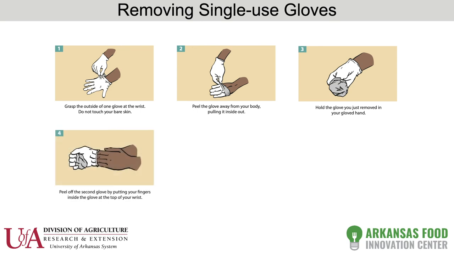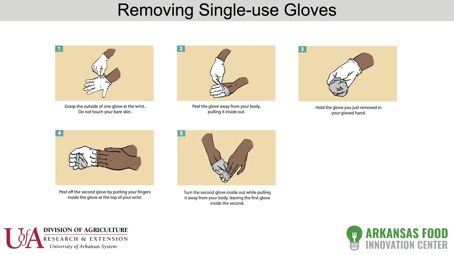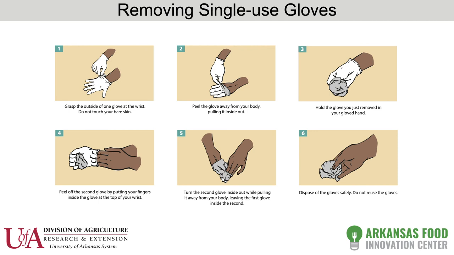Slide a finger of your ungloved hand under the wrist of the second glove. Do not touch the outer surface of the second glove. As with the first glove, peel downwards away from the wrist, turning the glove inside out. Pull the glove down all the way until the second glove is removed and completely inside out. The second inside-out glove should contain the first inside-out glove. Employees should take care to not touch the outside of the gloves with their ungloved hands to avoid contaminating their hands.